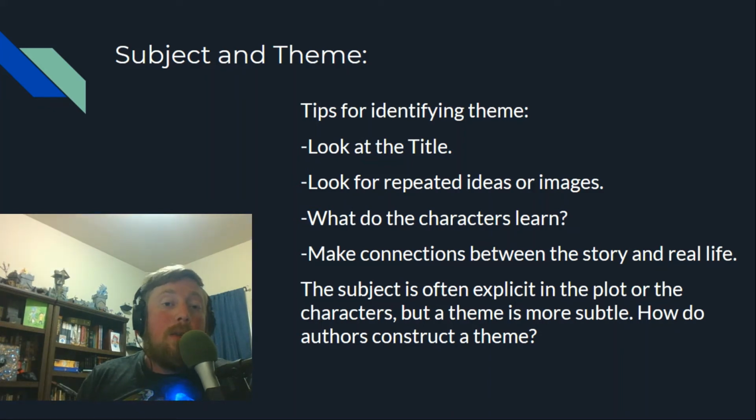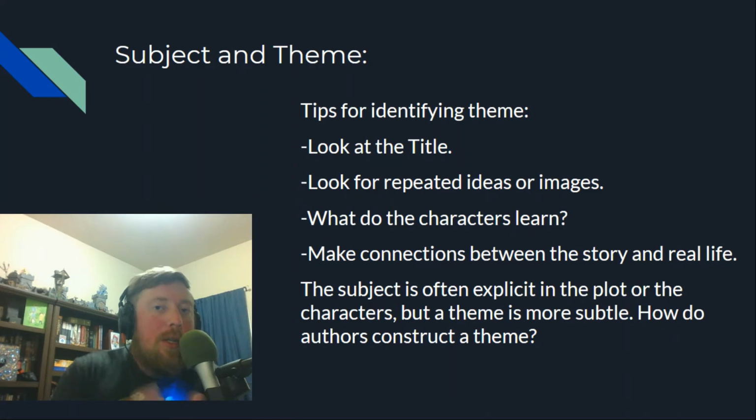The other thing you should be looking for is repeated ideas or images. Be looking for symbols. Be looking for motifs. Those repeated ideas or images are called motifs. As you see these things crop up over and over again, that is the author using symbolism and motifs to say, hey, I'm trying to direct your attention here. This is going to be important, right?